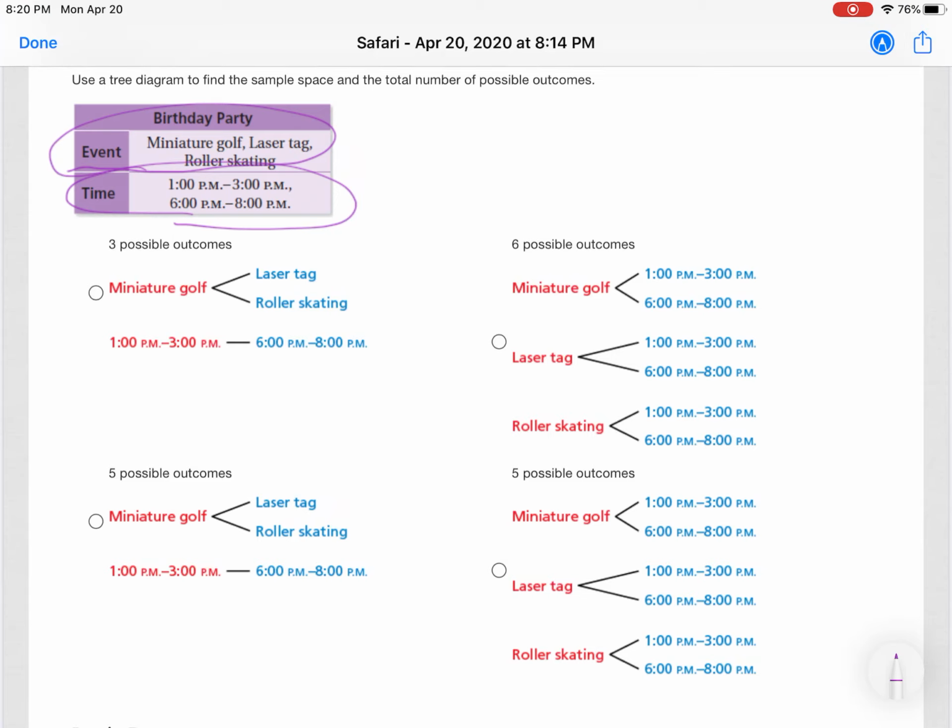And then what you would do is count the number of blue possibilities and see if this matches the number that you get over here. Same thing here, does this match the number of possibilities over here? If it does, then that one's your answer.